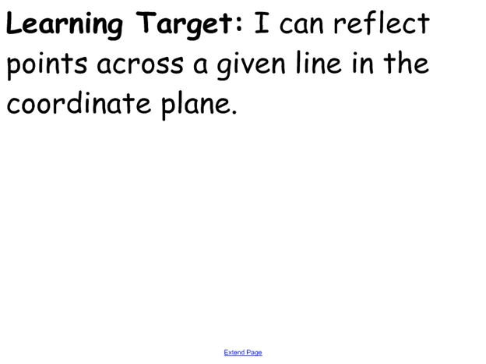Hey, Mr. Estrada here, and today I want to talk to you about reflection. So our learning target says I can reflect points across a given line in the coordinate plane. So I want to begin by first showing you a reflection.